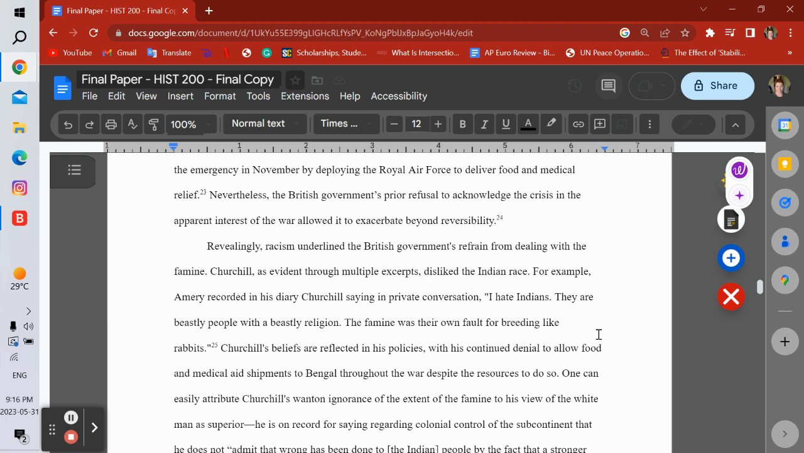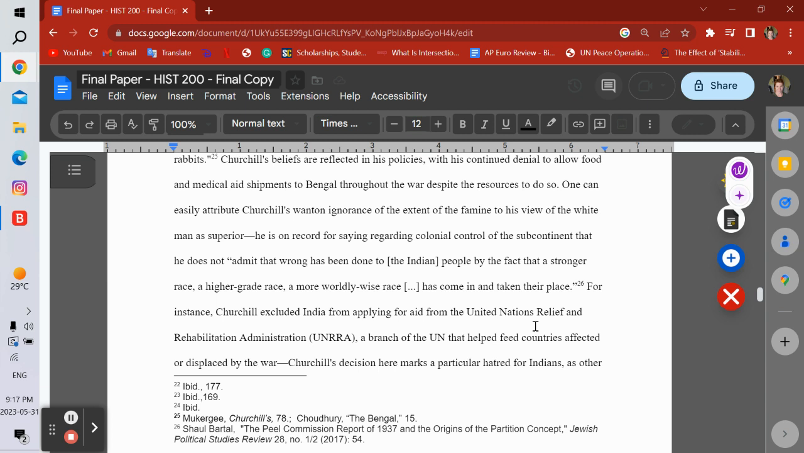One can easily attribute Churchill's wanton ignorance of the extent of the famine to his view of the white man as superior. He is on record for saying regarding colonial control of the subcontinent that he does not admit that wrong has been done to the Indian people by the fact that a stronger race, a higher grade race, a more worldly wise race has come in and taken their place.